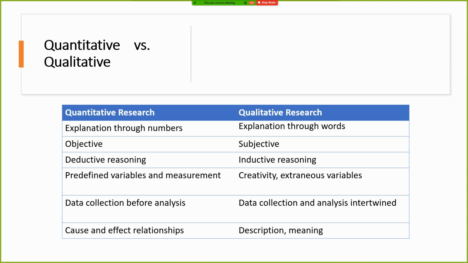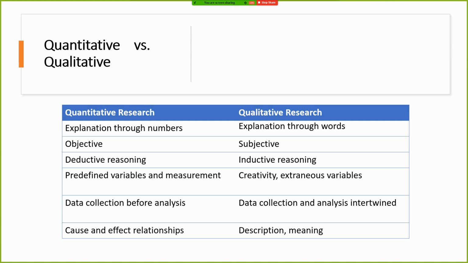In quantitative research, it's deductive reasoning. You actually answer the questions or achieve the objectives of your study by proposing hypotheses. Whereas in qualitative research, it's not theory testing, it's actually deriving or proposing a theory, inductive reasoning. You've got predefined variables and measurement in quantitative research, whereas in qualitative research, it's extraneous variables or creativity. You might create new variables. You do not have predefined variables. You may get new variables as you analyze your data.